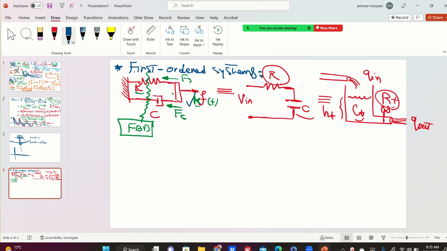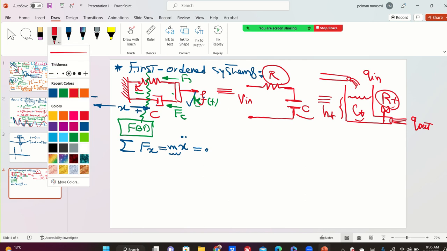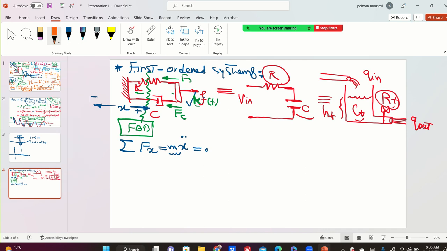Then I'm applying Newton's second law from the dynamics course. Sum of the forces, this is X direction, obviously, equals mass times X double dot. But there is no mass here. We only have a spring, damper, and force. So this is 0 because there is no mass. So now here is positive X, here is gonna be negative X. So you tell me, which force is acting on the system with sign, positive or negative? Which force is acting on the system?